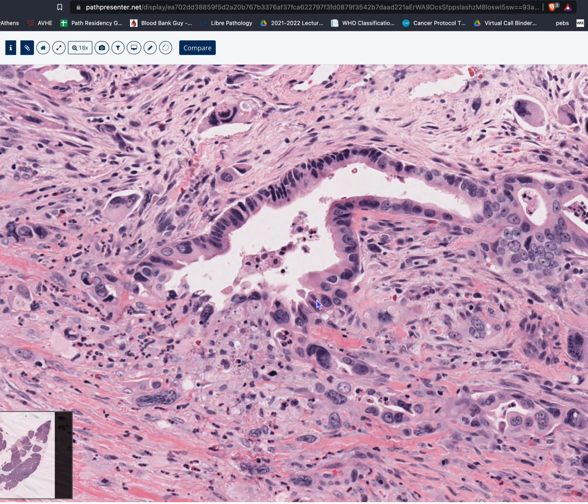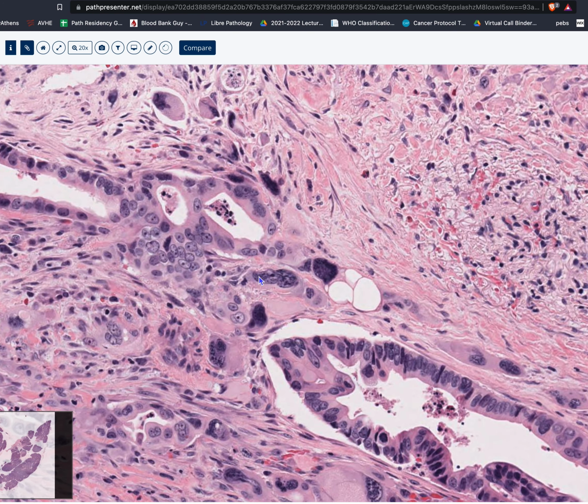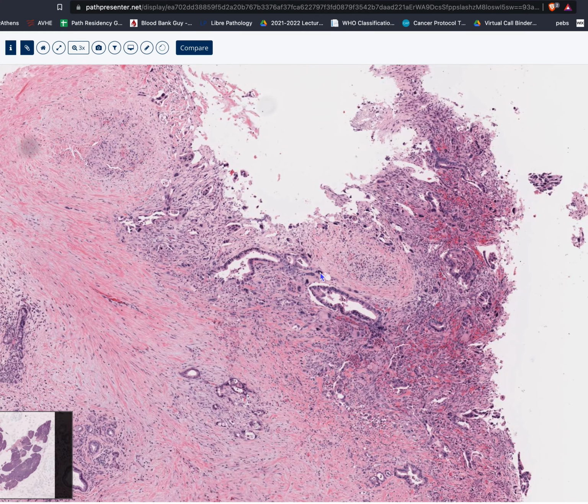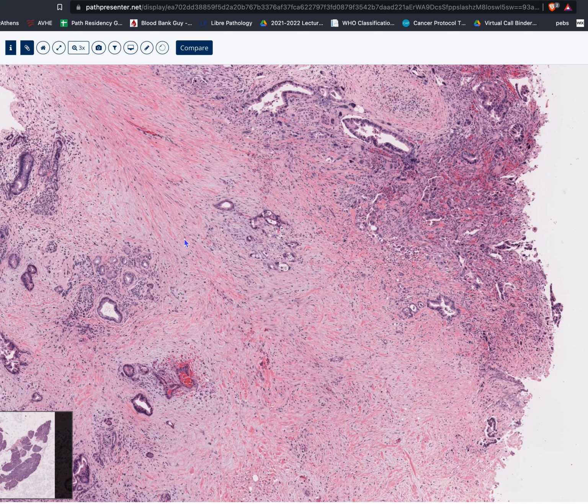We have this criteria called 4-to-1 anisonucleosis. So within the same gland, if you have a cell that is 4 times as large as another cell, then that's specific for pancreatic ductal adenocarcinoma. Like, look how scary this cell is compared to this cell. But you can imagine if you get a needle biopsy that's just this area, you might not be able to see the pancreatic ductal adenocarcinoma.